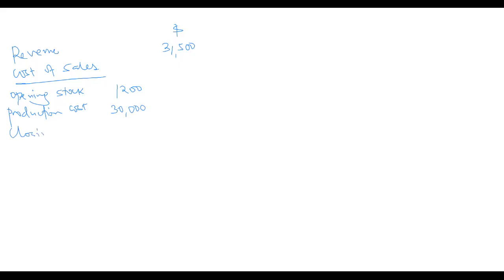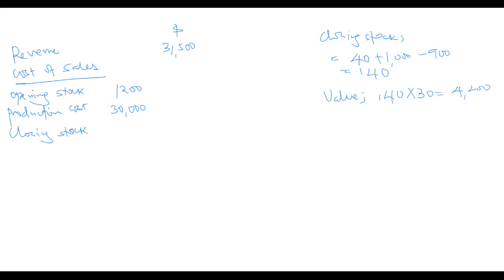Closing stock, we less closing stock, and for the closing stock, I think here you can do a working for it. Closing stock for the month of July will be equal to opening stock. We had 40, we produced 1,000, sold 900. Therefore, what's remaining is 140 by the end of the month of July. Therefore, the value of the closing stock is 140 times 30, therefore 4,200. By the end of the month of July, the company is yet to sell stock worth 4,200. Therefore, closing stock we have here is 4,200.